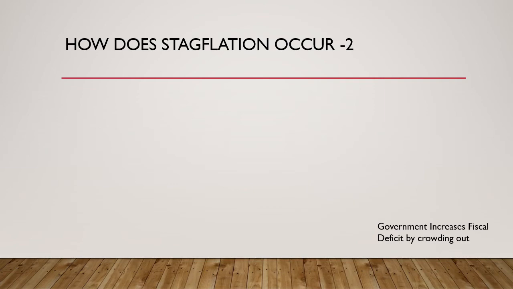Let's take a second scenario. Here, the government increases its fiscal deficit by the crowding out phenomenon. Kindly check the presentation on the crowding out for more details, link in the description.